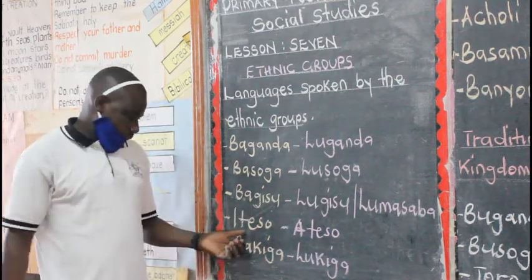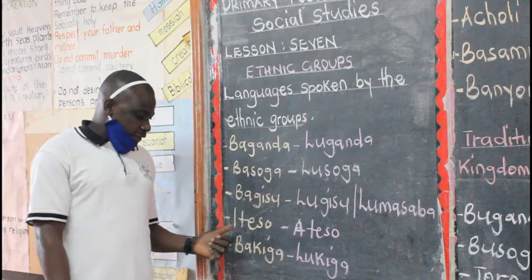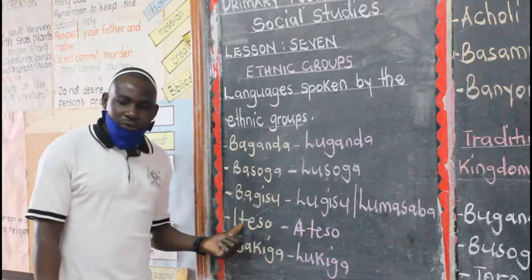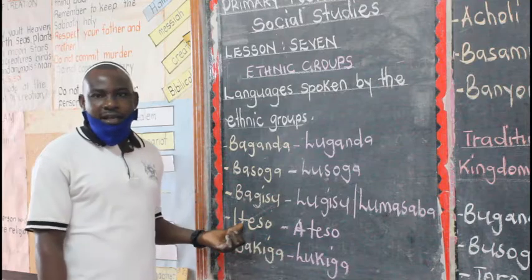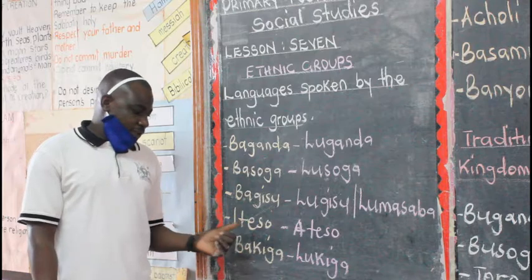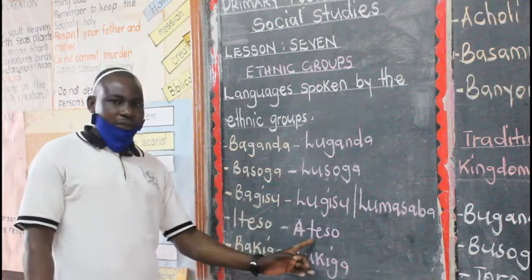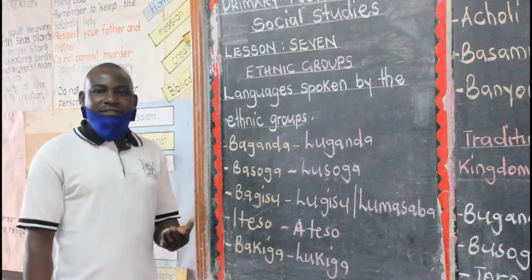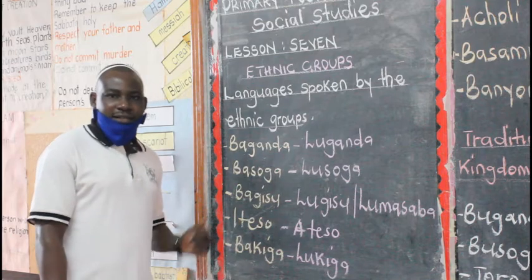Then we have the Iteso. If you remember all the examples of the Plain Nilotes, we looked at the Iteso as an example. So under Plain Nilotes, we talked of the Iteso, the Langi, the Karimojong, and we also talked of Kumam and Jie. Now the language that we are looking at is Ateso. As a tribe, the tribe is Iteso, then the language used is Ateso. So Ateso is the language, then Iteso is a tribe. Now they can ask you, under which ethnic group do the Iteso belong? So the Iteso are under the Plain Nilotes.